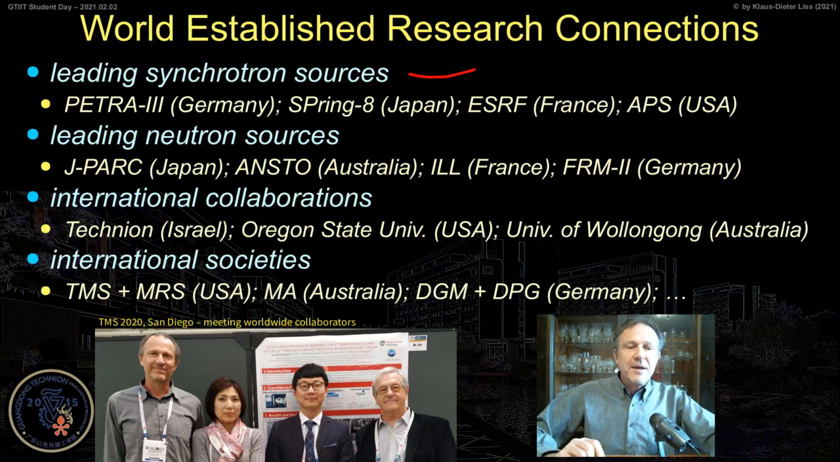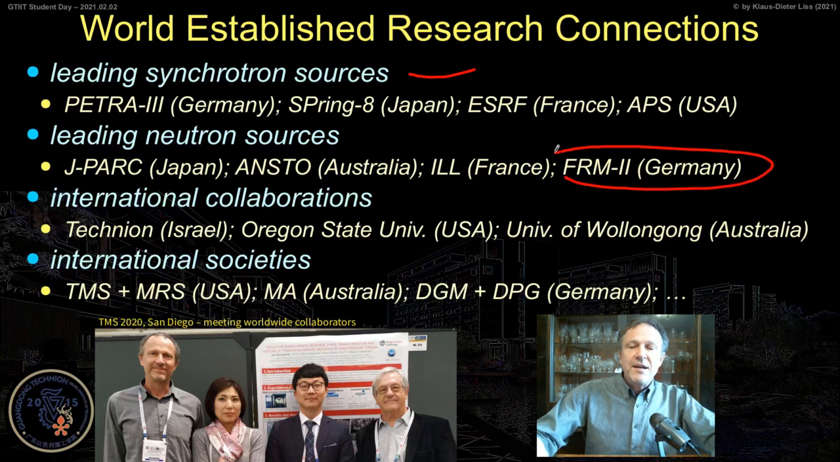We're doing experiments at the PETRA III beamline last year, 2020, in Germany, SPring-8 in Japan two years ago, ESRF in France upcoming, and APS in the USA, waiting for the corona restrictions to cease. Similarly, we are traveling to leading neutron sources, such as J-PARC in Japan, which I just mentioned, the Australian Nuclear Science and Technology Organisation in Australia, the Institut Laue-Langevin ILL in France, and the Forschungsreaktor Munich in Germany.